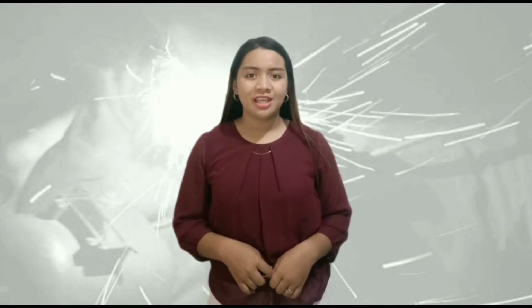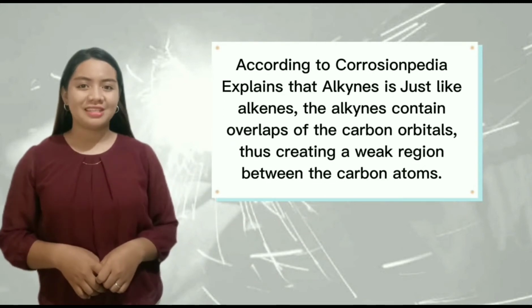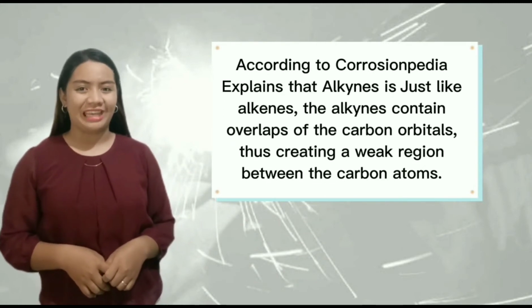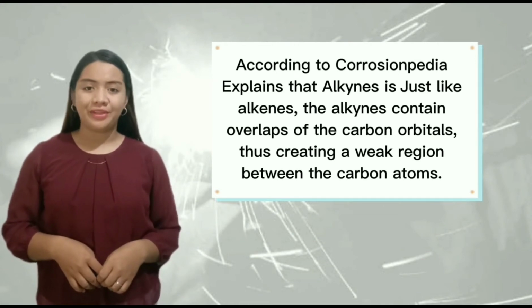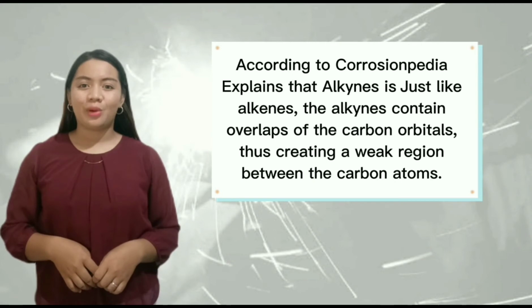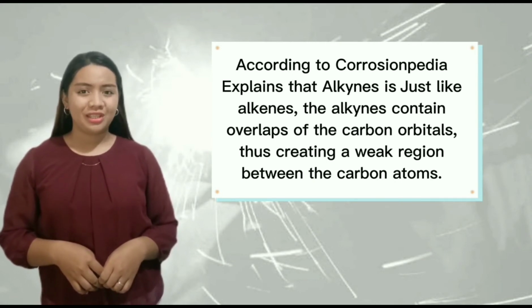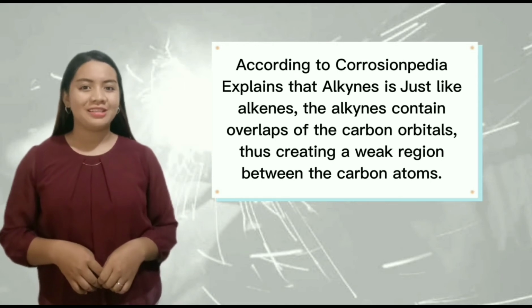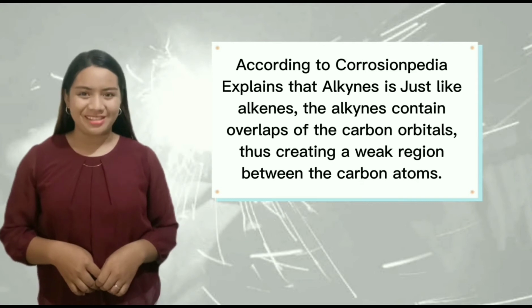Therefore, knowledge of the various alkyne reactions helps in the prevention of corrosion, which may occur when alkynes are in contact with metal. According to corrosion media, alkynes behave just like alkenes. Alkynes contain overlaps of the carbon orbitals, thus creating a weak region between the carbon atoms. This region is where the electron pair is situated, and these regions are pi bonds.